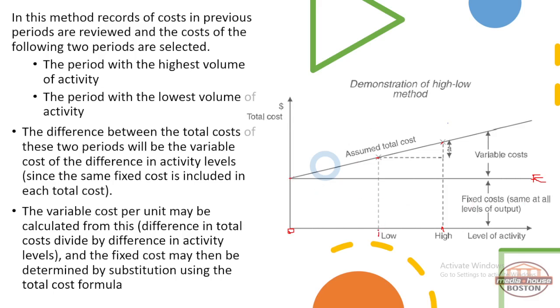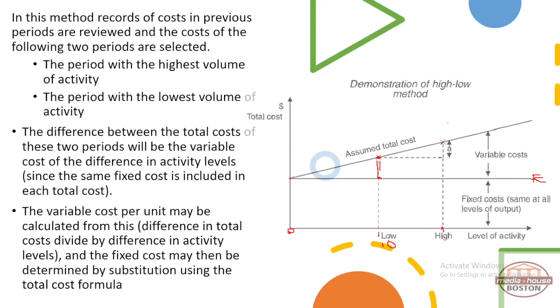But the moment we produce something here under low, let's say this is 10. So the moment we produce something here, from the fixed cost, this whole portion going up will be our variable cost, and then this will become the total cost. So the total cost will be the variable cost plus the fixed cost.